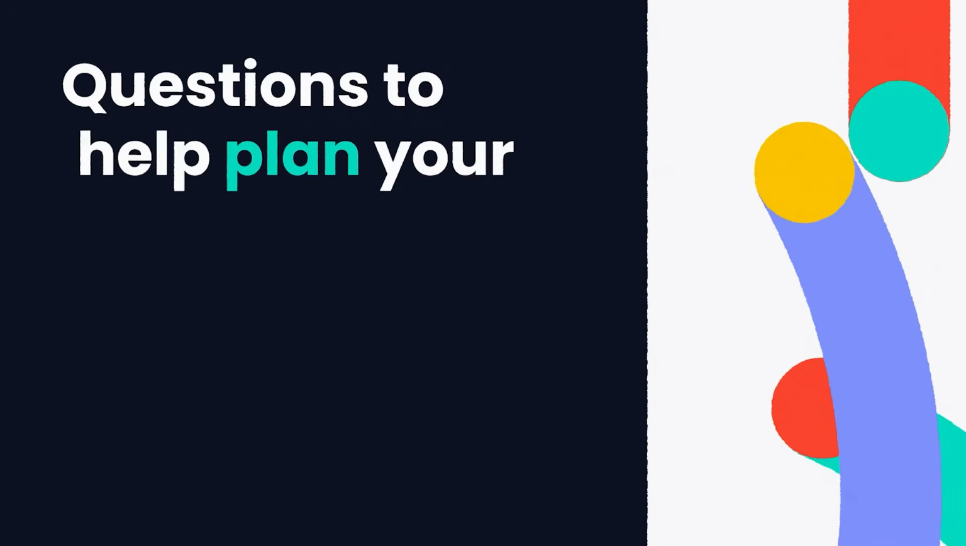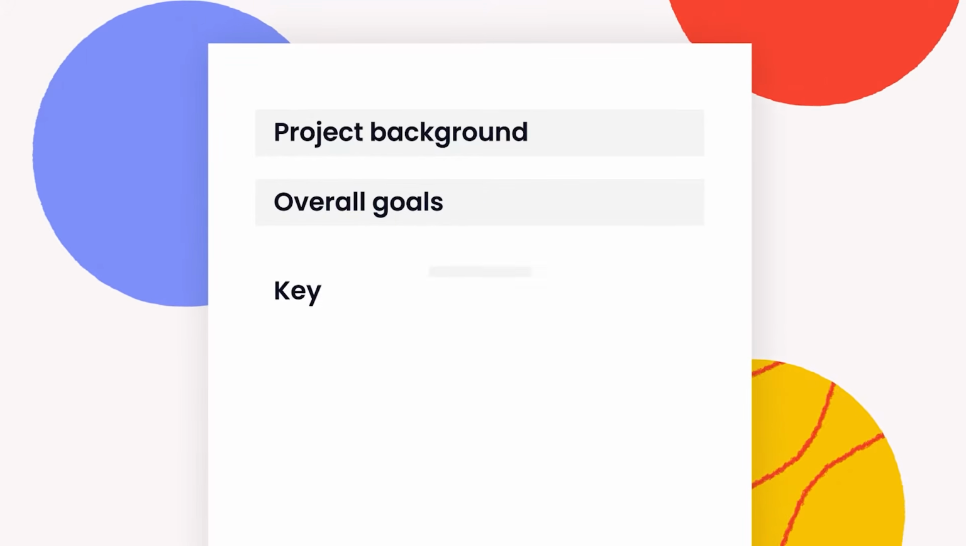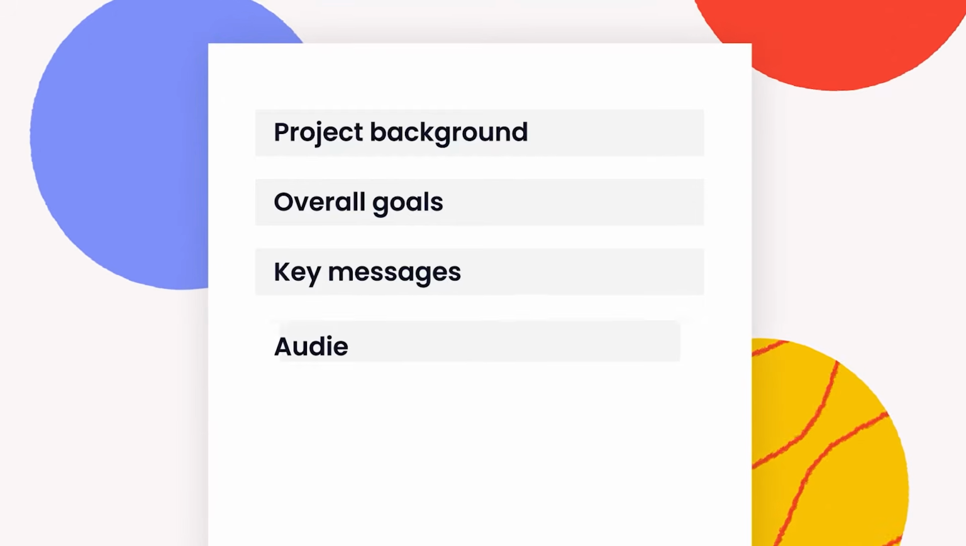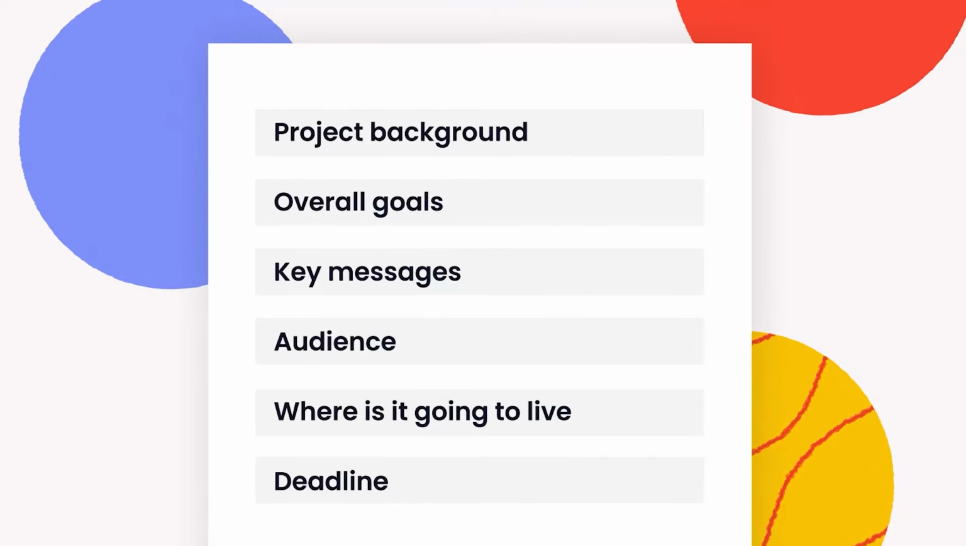So here are some of the common questions you need to ask to help you in planning for your project. You need information about the project background. What are the overall goals of your project? What are the key messages that you need to show in your work? Who are the audiences? Where is this going to live? And also, when is the deadline?